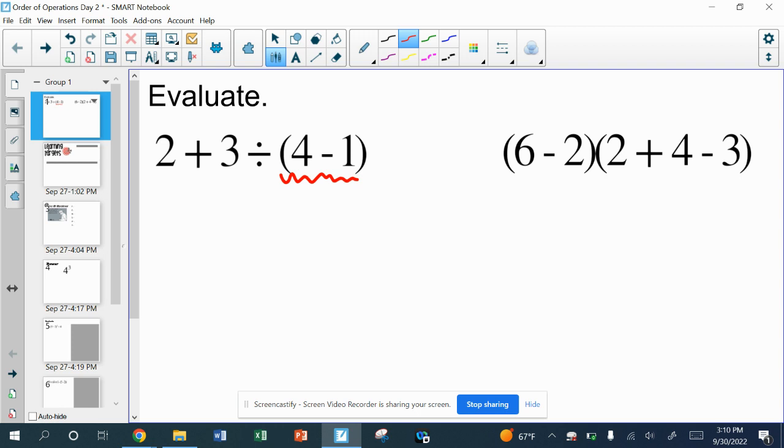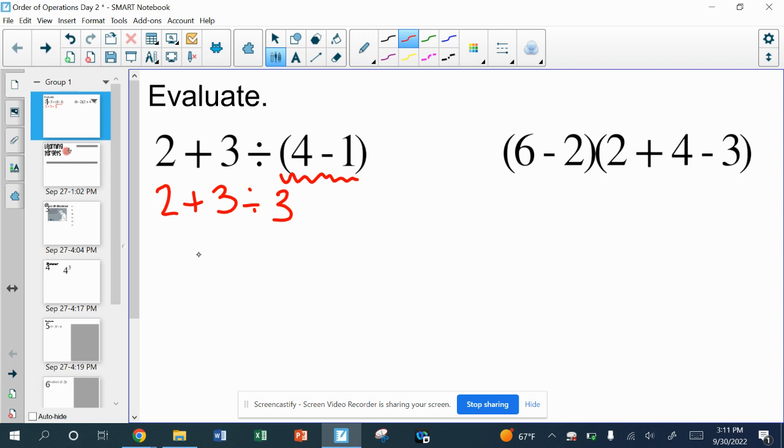So we would just start by rewriting everything we're not going to take care of. 2 plus 3, and there's our dividing. 4 minus 1 is going to give us a 3. Now remember, for order of operations, I don't just go left to right.